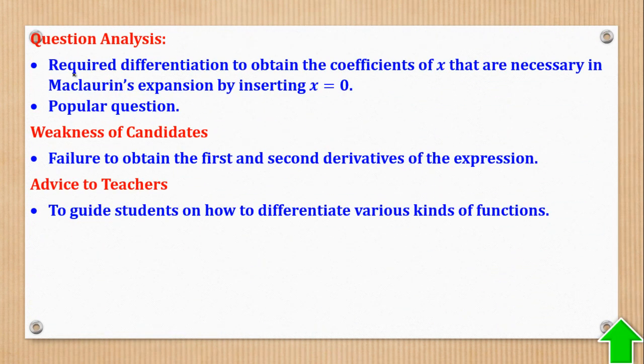So, question analysis. The question required differentiation to obtain the coefficients of x that are necessary in Maclaurin's expansion by inserting x equal to 0. That's why you saw me getting f(0). It was a popular question, but there was a weakness of failure to obtain the first and second derivatives of the expression. So you need to have mastered differentiation.